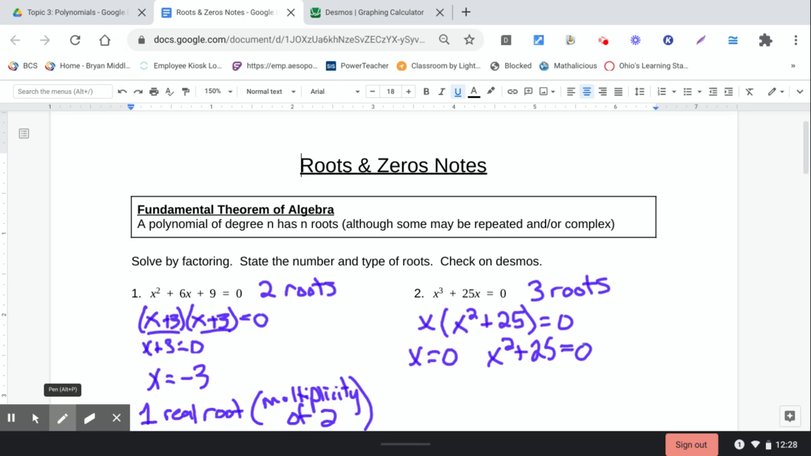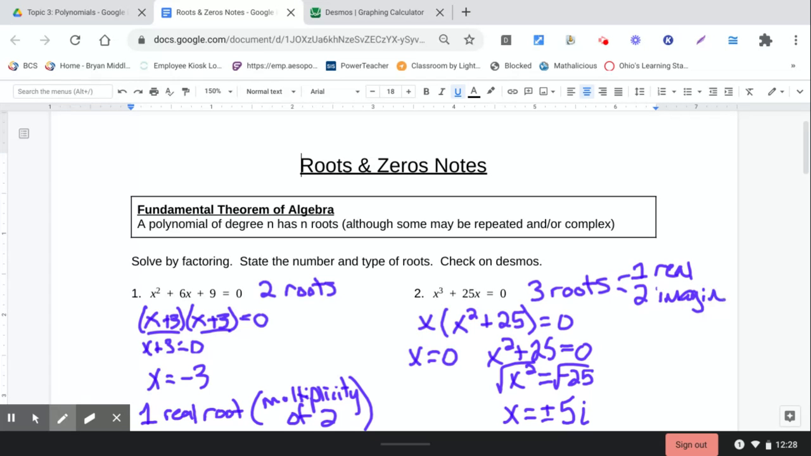So obviously x equals 0 is done. Subtract 25. And then we'll take the square root. Remember, if you introduce a square root, we need plus or minus. The square root of 25 is 5, and the square root of negative 1 is i. So we have plus or minus 5i. So in this problem, we said we had 3 roots. One of them is real, 0 is a real number, and 2 are imaginary. So there were 3, just like we said there would be, only 1 real and 2 imaginary.